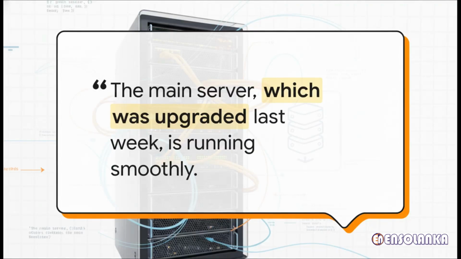Let's put this in a tech context. The main server, which was upgraded last week, is running smoothly. Those commas are a signal. They're telling us that which was upgraded last week is just some extra nice-to-know info. Why? Because we already know which server we mean. The sentence implies there's only one main server. Now, if you had 5 main servers, you'd have to remove those commas to specify which one of the 5 is running smoothly. That's how powerful commas are.